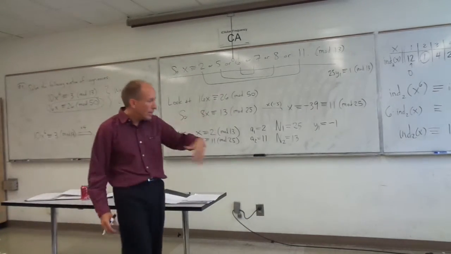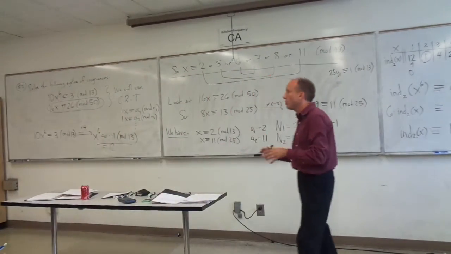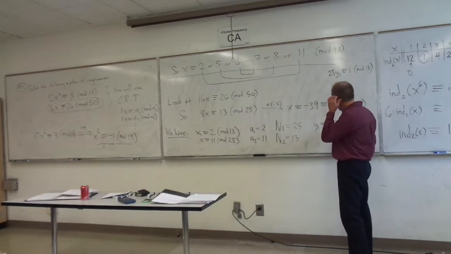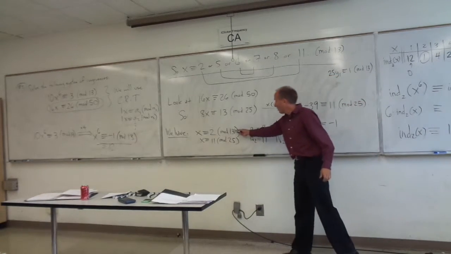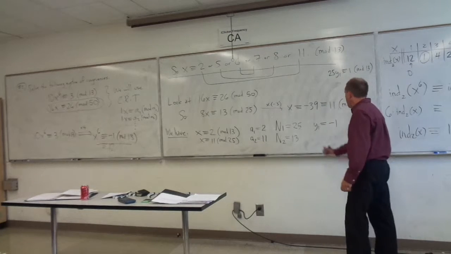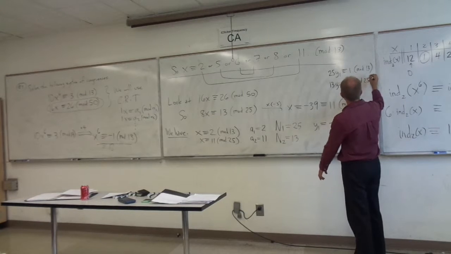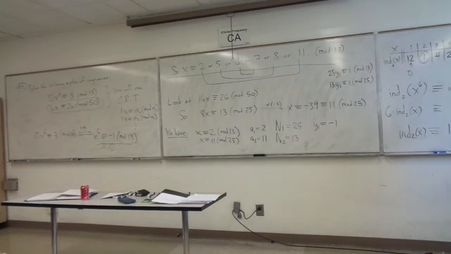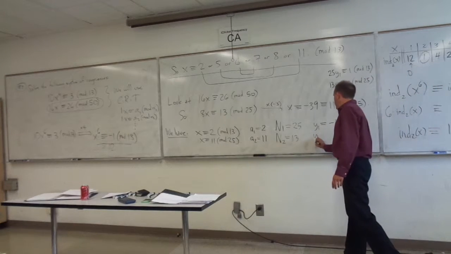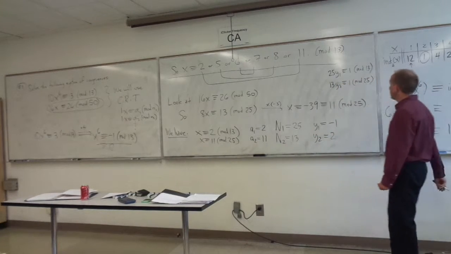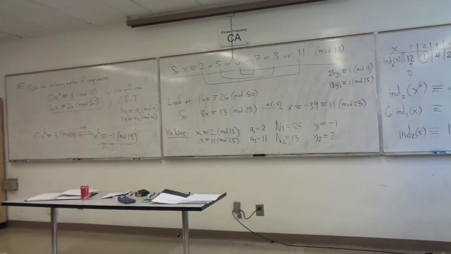There are many other choices for y1 that are also fine, but you only need one. Because ultimately the CRT is going to give you a unique solution modulo the product of these two mods. Okay, and then for the second congruence we have 13y2 congruent to 1 in mod 25. So hopefully we can eyeball that one. What would I choose for y2? 2, right? 13 times 2 is the same as 1 in mod 25.